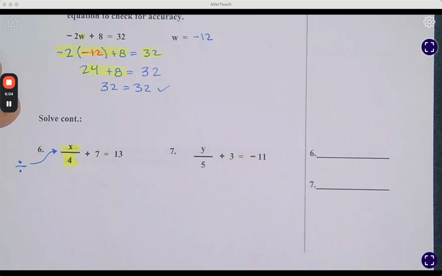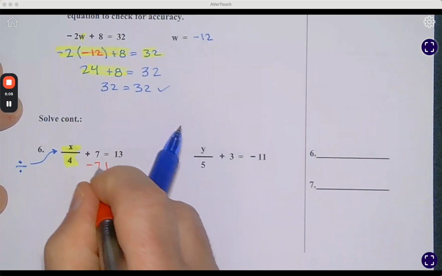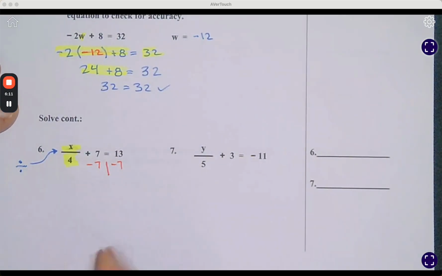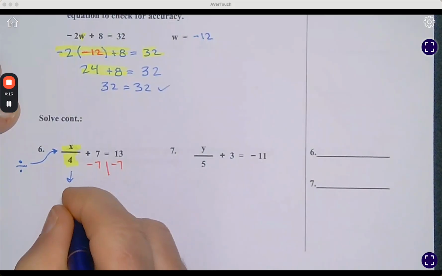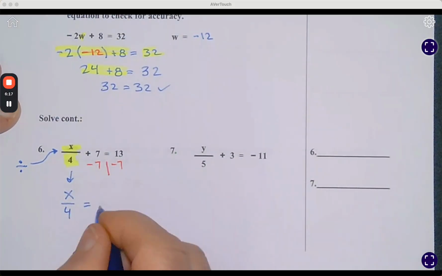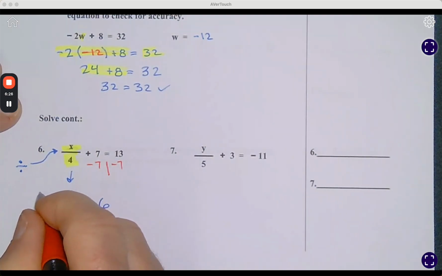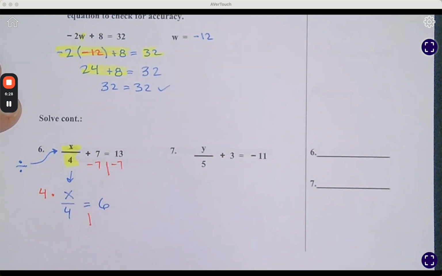All right, now I want to move that 7 over, right? Inverse operation of plus 7 is minus 7. Bring down the x over 4 and set that equal to 13 minus 7, which is 6. Now, do you remember how to do the inverse operation for division? That's right, it's multiplication, and you multiply the top by the number, and you multiply this by the number. You only multiply the top when you do the inverse operation of multiplication.